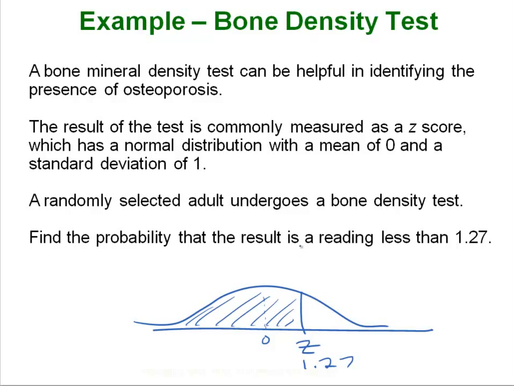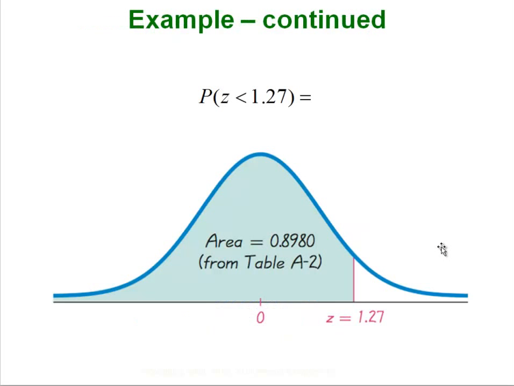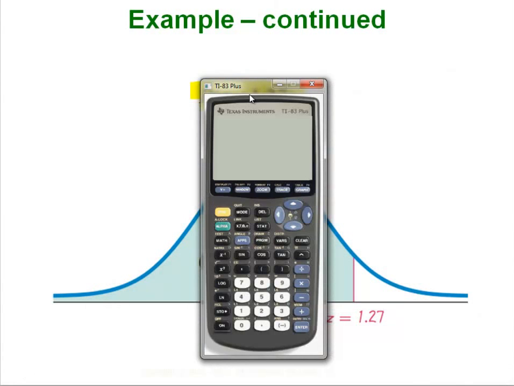So right off the bat, is this answer going to be bigger than 50% or less than 50%? Hopefully you're all going, it's bigger than 50%. That will help you double check and make sure you didn't make a boo-boo with your technology. So this is what we're looking for: the probability that Z is less than 1.27. We're looking for all of this green area. The table gives us 0.8980.